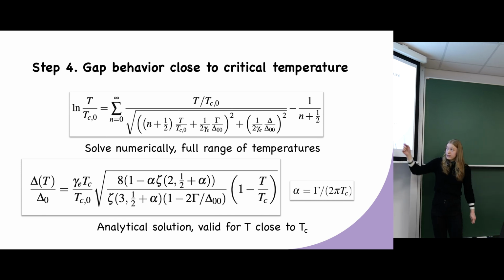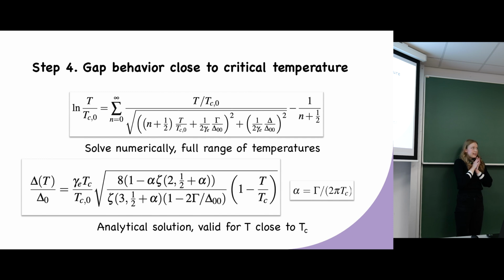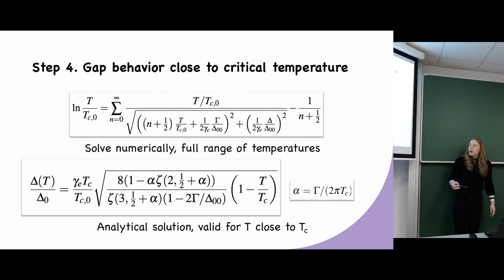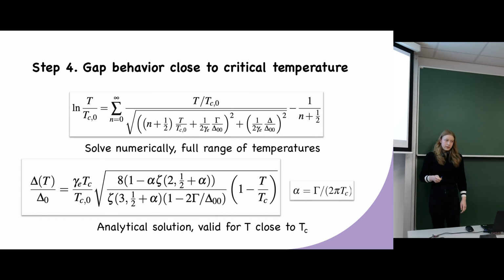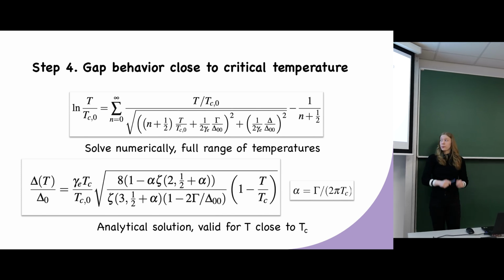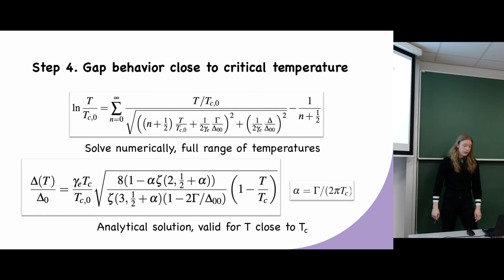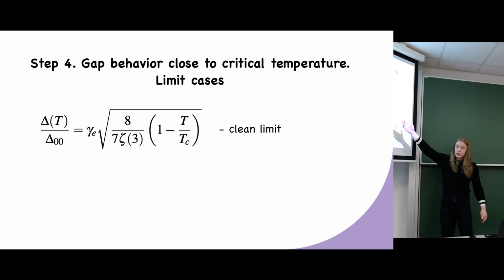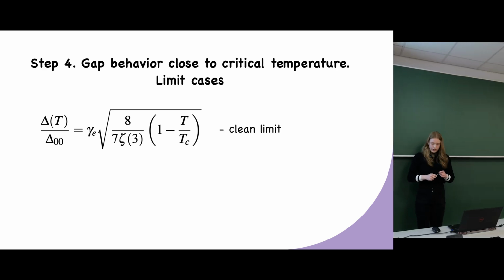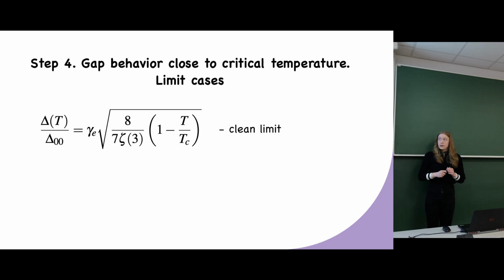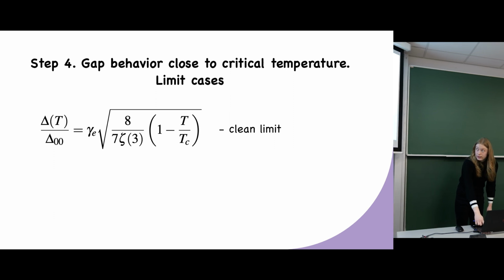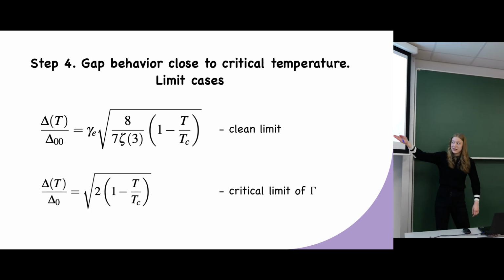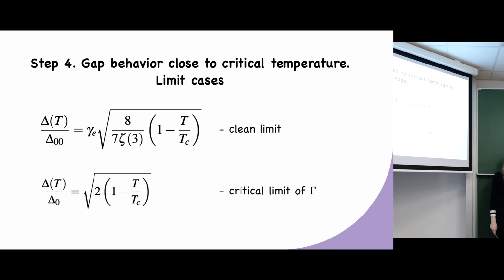We've achieved such a result, and we want to check if it is correct. So the first step is to check if it is correct in the BCS case, where gamma is 0. So we use gamma equals 0 and achieve such a result, which is a well-known result of the BCS theory. The second approximation we will calculate is for the critical limit of gamma. And we achieve such a beautiful result.